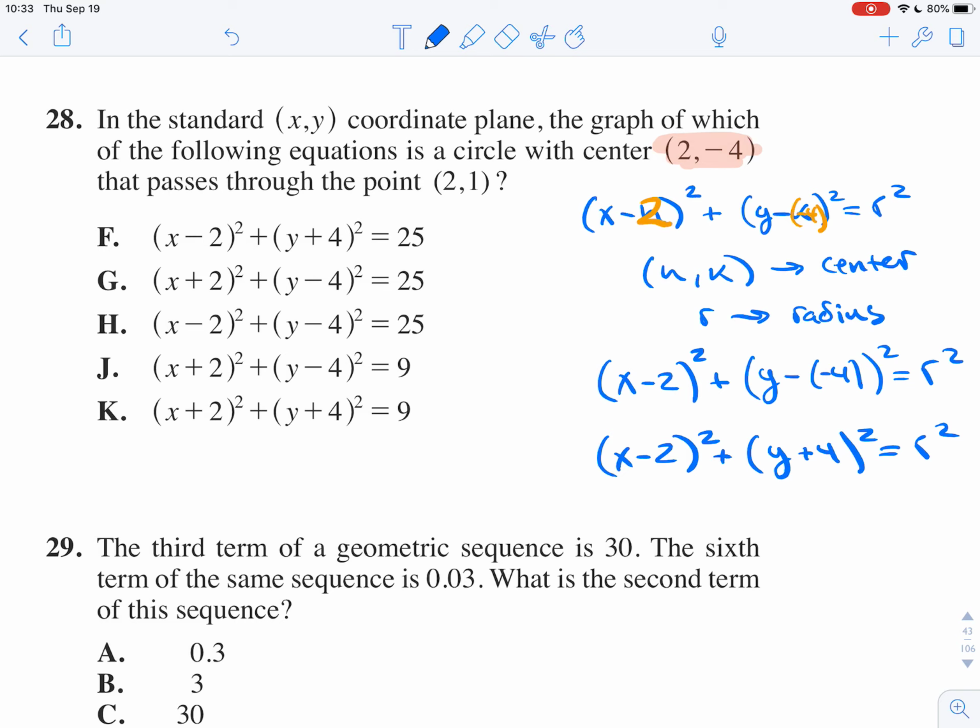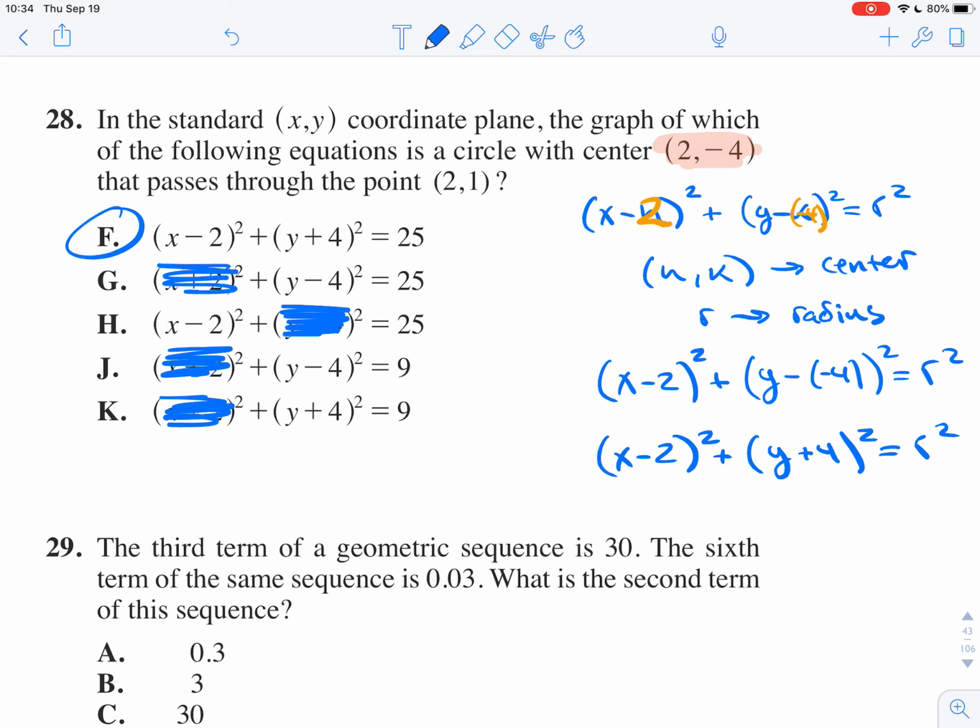We know it's x minus 2 to start, so it ain't g, and it ain't j, and it ain't k. And then from there, we know it's got to be y plus 4, so it can't be h. So it's got to be f. And by process of elimination, man oh man, that's quite helpful.